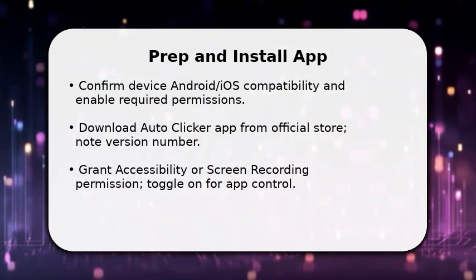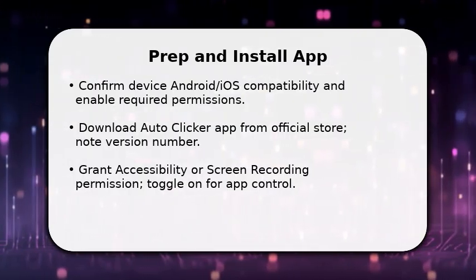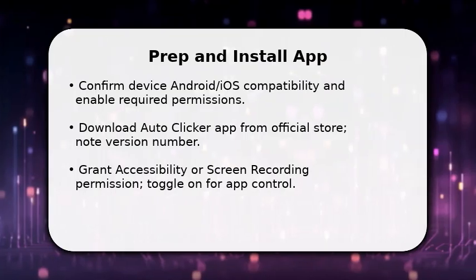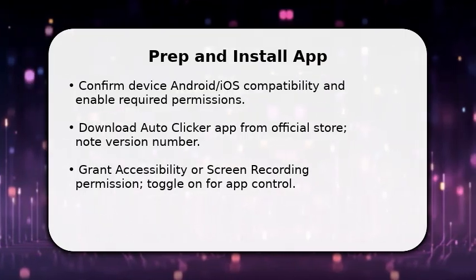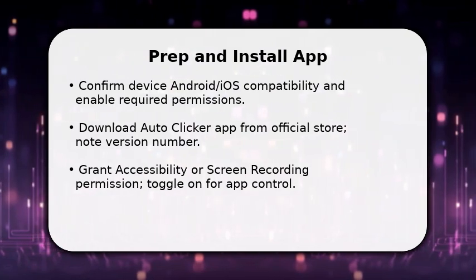Make sure to enable accessibility or screen recording permission immediately. This lets the app simulate taps. You'll also allow overlay or floating button access so controls appear over other apps. Do this now before proceeding.